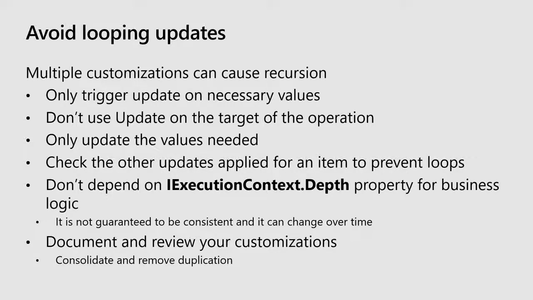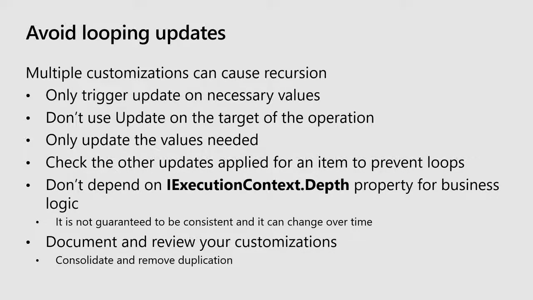And of course, beyond tracing, a common problem is updates that are inadvertent, looping updates. The main way to address this is that when you are updating an entity, make sure that you're only updating the necessary values. If you're registering a plugin on the update event, make sure that you use the filtered attributes list so that your plugin is only triggered when the particular values you care about are changed.